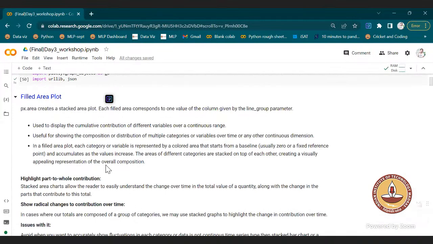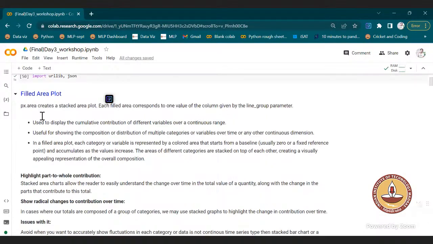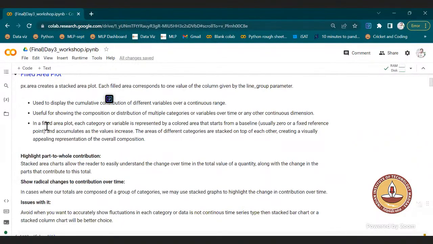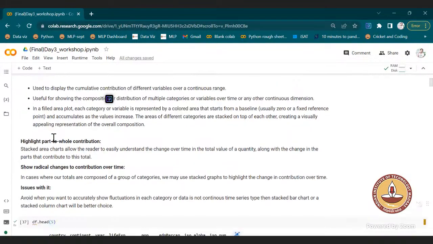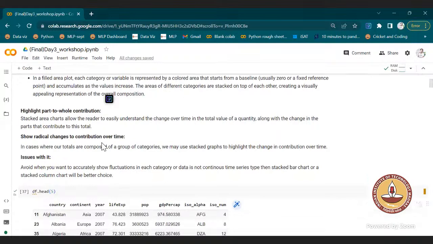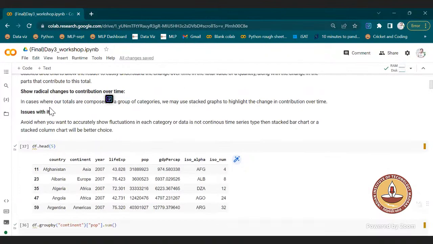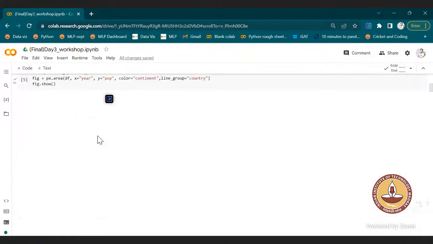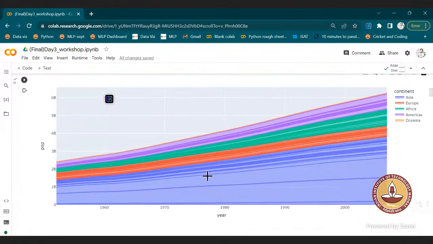Now I'll try to cover the advantages of this graph. Usually we use it to cumulatively show the distribution over time, and easily see change over time. The good thing about this is that you can easily compare how the different categorical values are increasing over time.